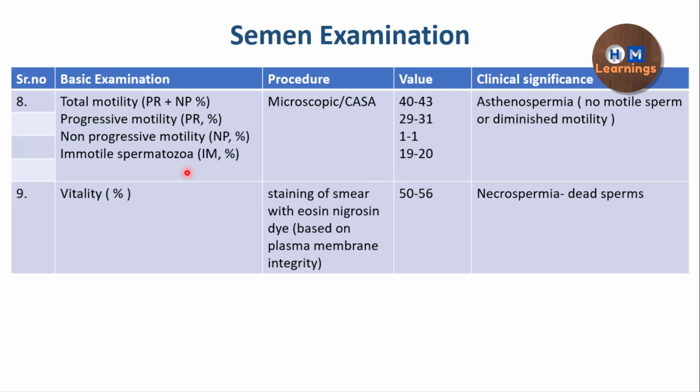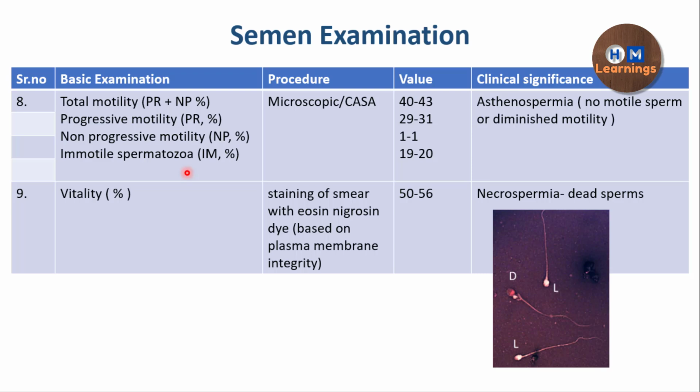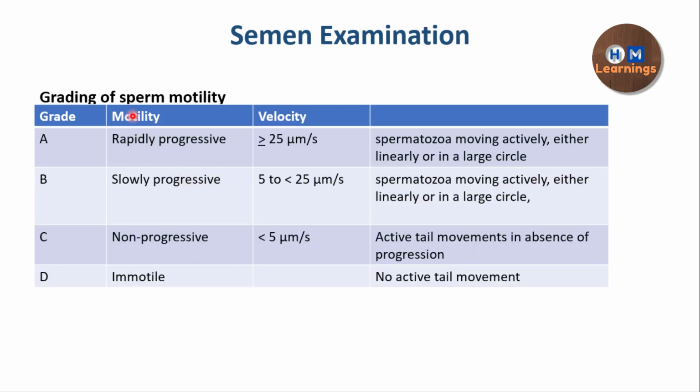Okay, so next is motility. Motility is the movement of the sperm. Sperm has to move in order to reach the ovum to fertilize it. So motility assessment is also very important. So you will see first the grading of sperm motility. This is also given in the WHO manual.